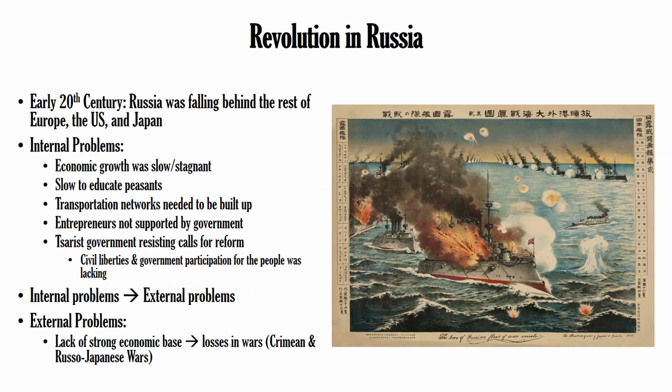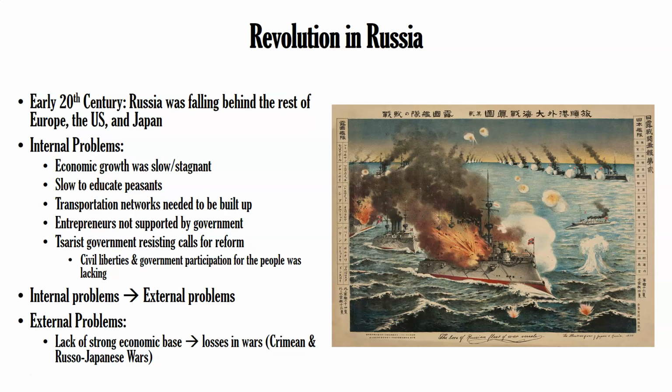All right, so let's talk about Russia first. So in the early 20th century, Russia was starting to fall behind the rest of Europe and the United States and Japan, with Japan being probably the most embarrassing one because Japan was very late to the game for industrialization, and then for another reason we're going to talk about here in just a second. But the internal problems that Russia was facing is their economic growth was very slow or stagnant in most places. They were very slow to educate their people, particularly the peasants.